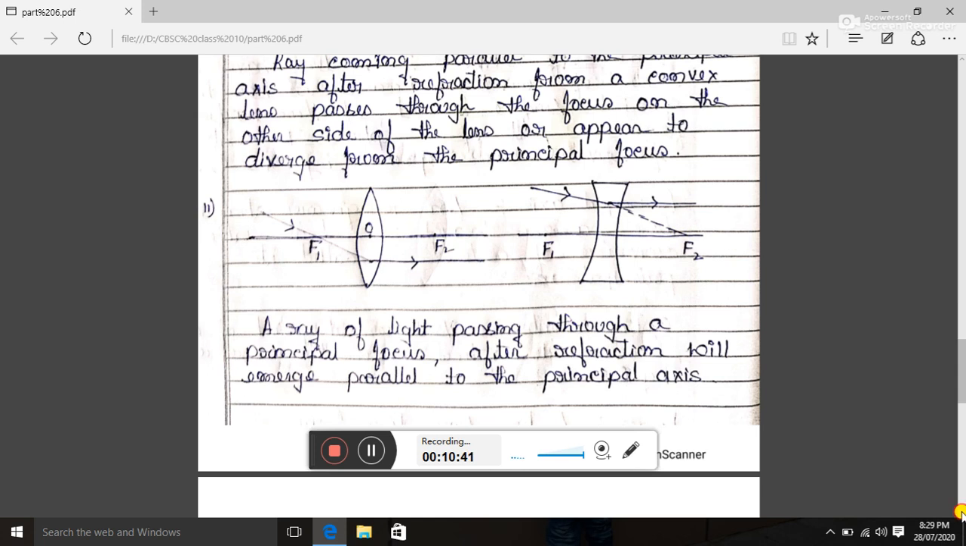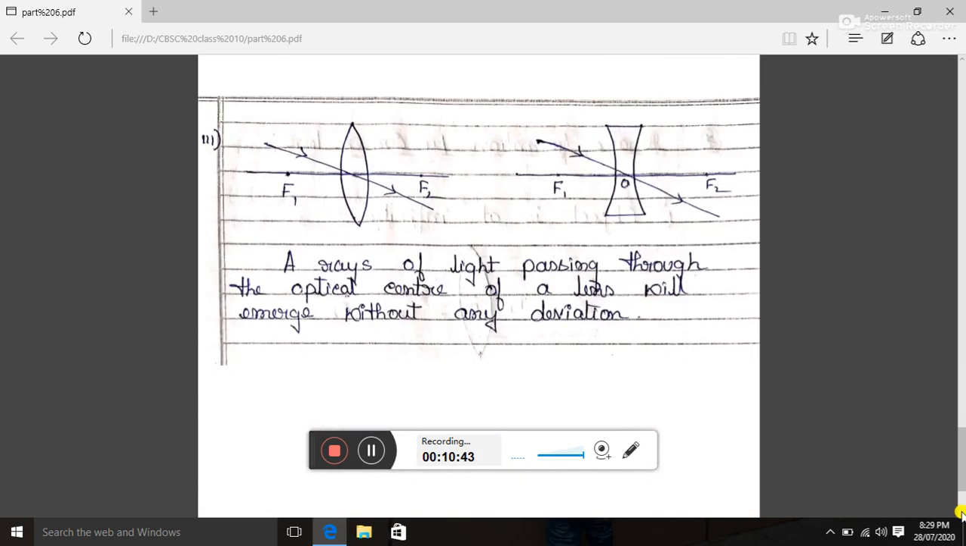So this is the second rule, and the last rule is the third rule. So in the third rule, what will happen? This is a lens. A ray will pass undeviated if it passes through the optical center. If a ray passes through the optical center, it will pass without suffering any reflection or refraction, meaning it will pass without any deviation. This was my third rule. So thank you.